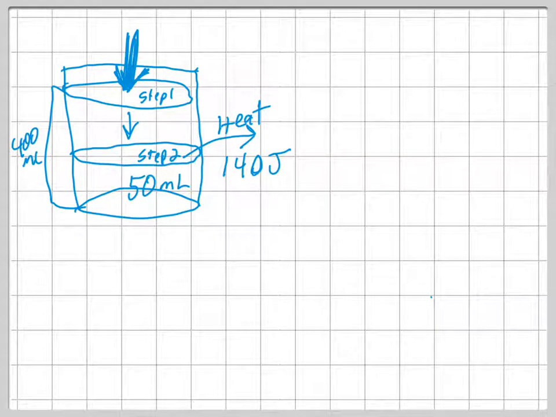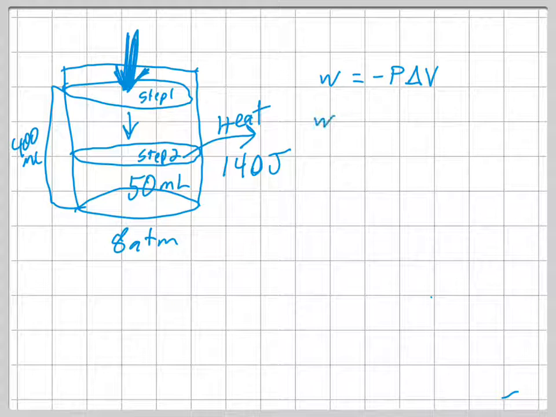Okay, there's a little equation where you can figure that out. And that equation is the work that's done on the system. The work would be in joules, that would be energy, is equal to negative pressure times the change in volume. Now the pressure in this case was 8 atmospheres. That's a unit of pressure. So the work is equal to negative 8.00 atmospheres times the change in the volume.